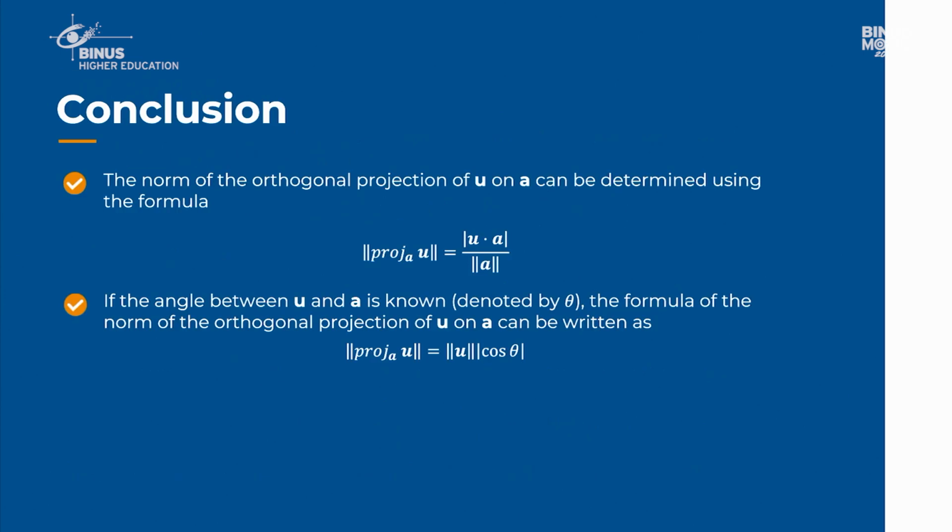So the conclusion of the module is, first, the norm of the orthogonal projection of U on A can be determined using the formula: the length of the orthogonal projection of U on A equals the absolute value of U dot A divided by the length of A. And if the angle between U and A is known, which we denote by theta, the formula can be written as the length of the orthogonal projection of U on A equals the length of U times the absolute value of cosine theta.